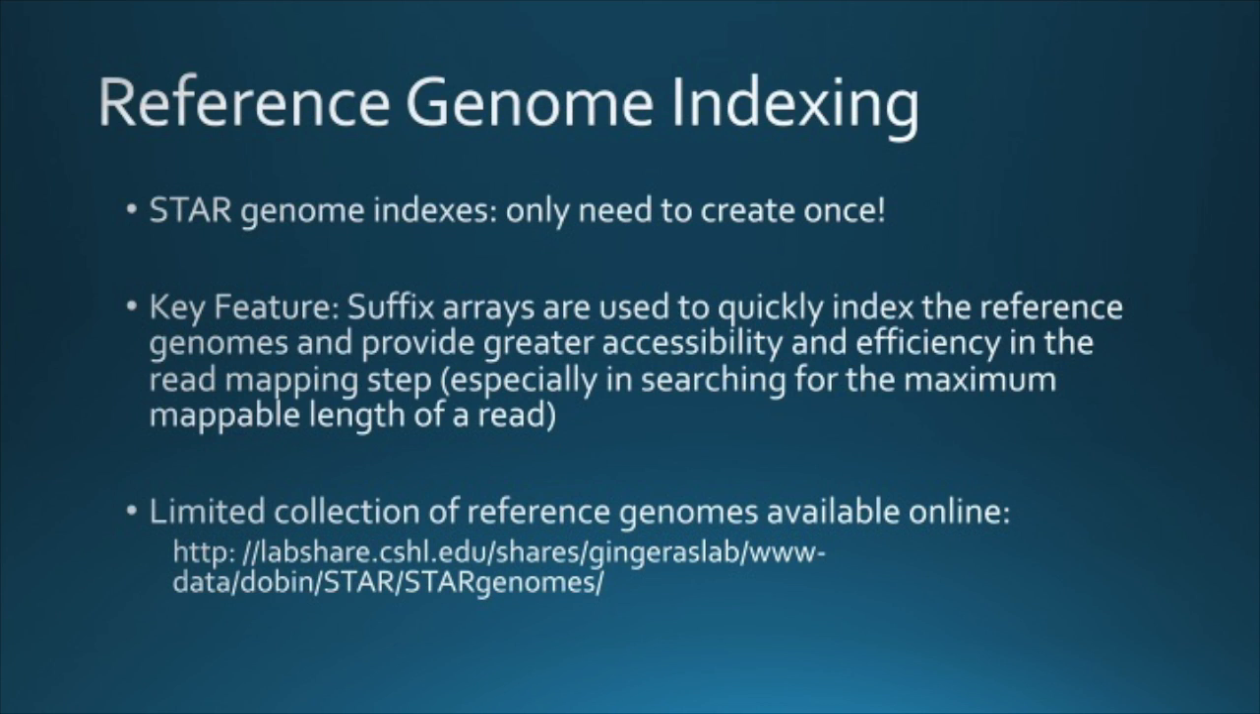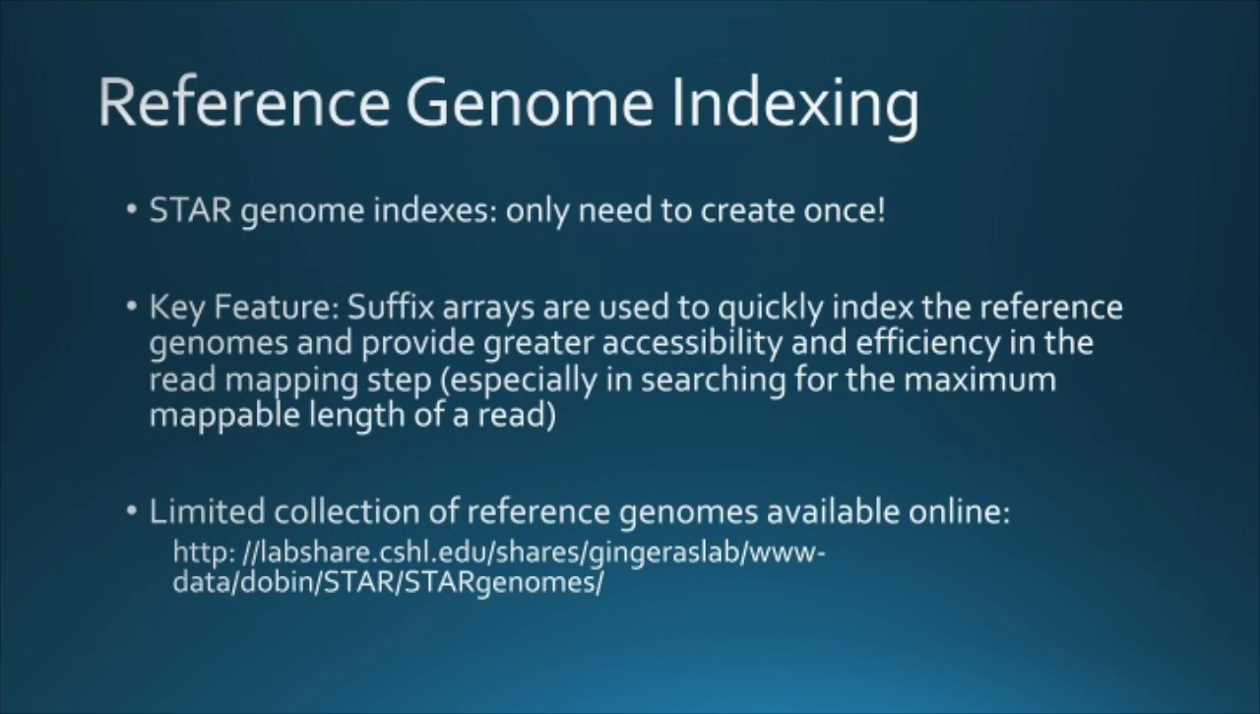STAR works by first generating genome index files from raw sequence data from a chosen reference genome. These indexes are automatically annotated and saved to disk, so they only need to be created once for each reference genome. What's unique about these indexes is that they are built on suffix arrays, which are speed-efficient data structures for searching the maximum mappable length of a read during the read mapping procedure. It is these suffix arrays that enable read mapping with STAR to be notably faster than other comparable read mapping tools. Some indexes of reference genomes are available online for download in the link provided, but it is generally recommended that users generate their own genome indexes with up-to-date assemblies and annotations.